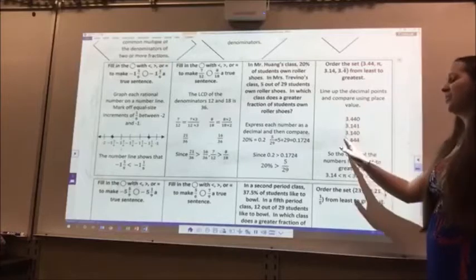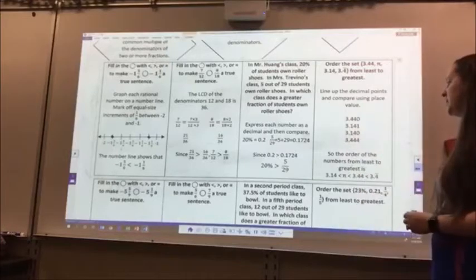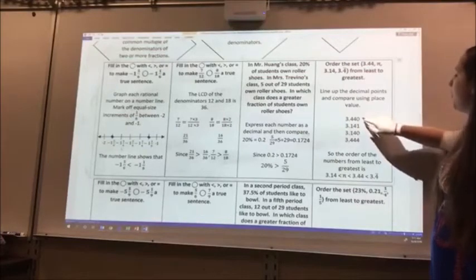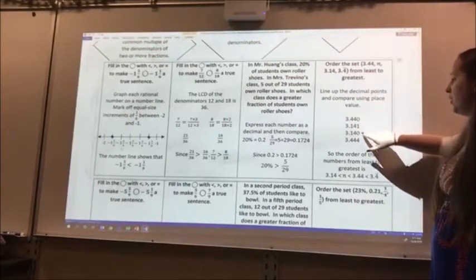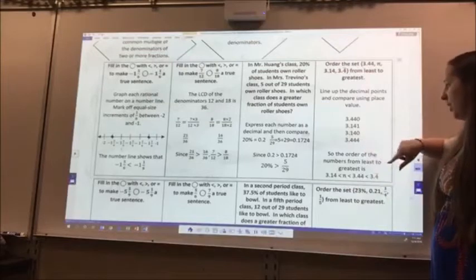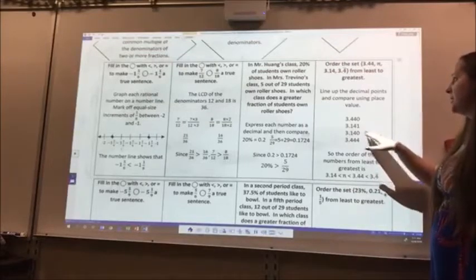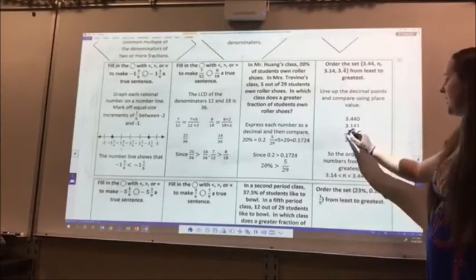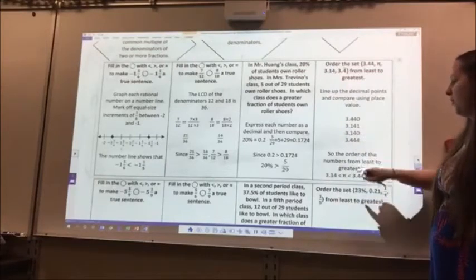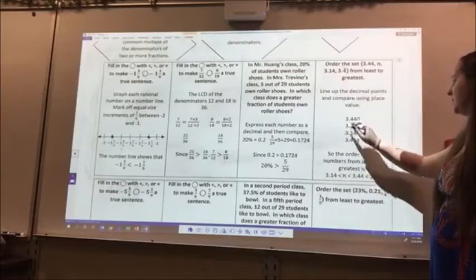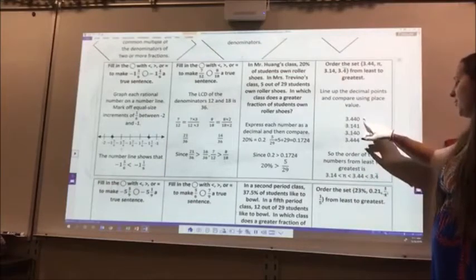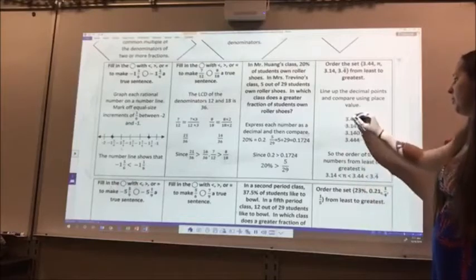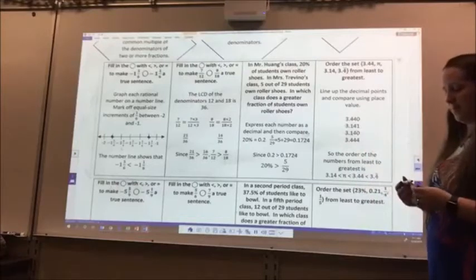They all have a 3 in common, which means I need to look at the numbers behind the decimal points: 440, 141, 140, and 444. 140 is the smallest. That means 3.14 is my smallest, and I can cross that out. 3.141, or pi, is next. 3.440 is next, so 3.44. And then 3.4 repeating is my last one.